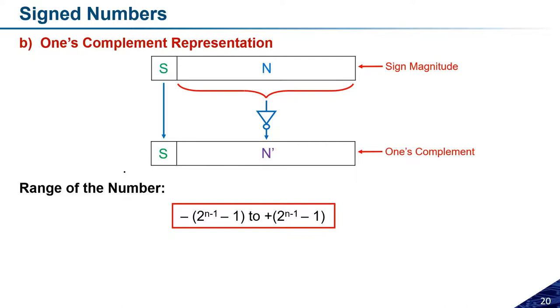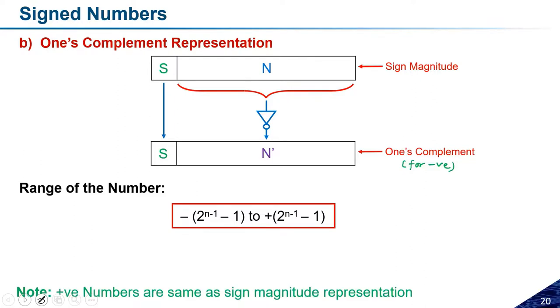But if the number is positive, then it will be the same as how it is represented in signed magnitude. So this ones complement representation is for negative numbers. For positive numbers, the ones complement representation and the signed representation are both the same. There is no change. This is the point you have to take care of while calculating the complement representation of a signed number.